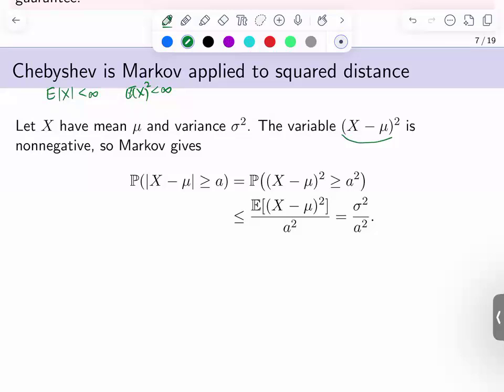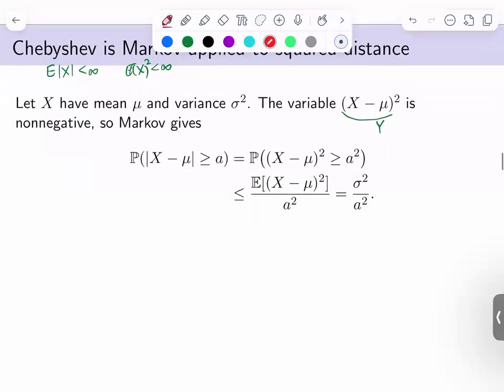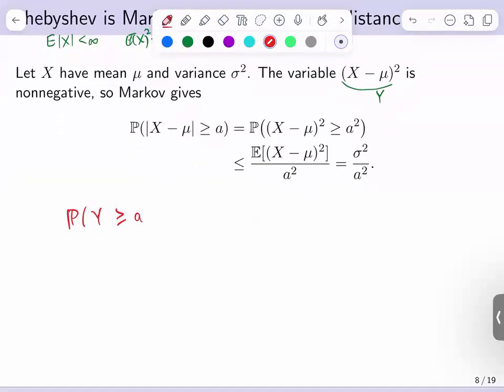This is going to be a non-negative variable. This is like y, right? I can apply Markov to this. I can apply P of y bigger than, rather than looking at a, I can say a squared. A squared is going to be non-negative. And if y is equal to (x minus mu) squared, this is always going to be non-negative as well. So I can apply Markov to this.